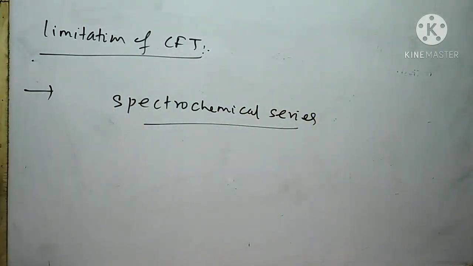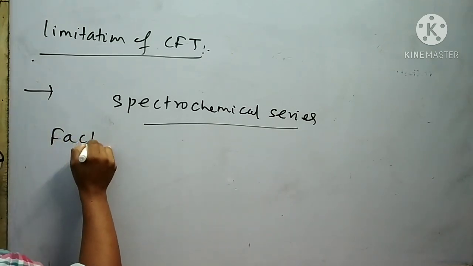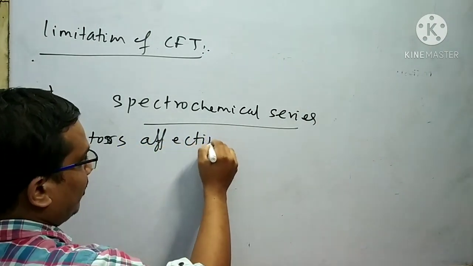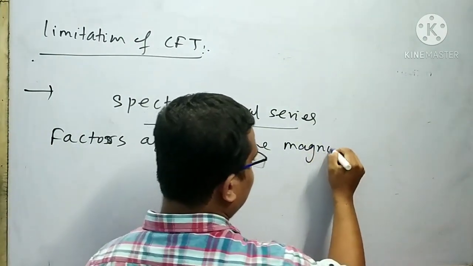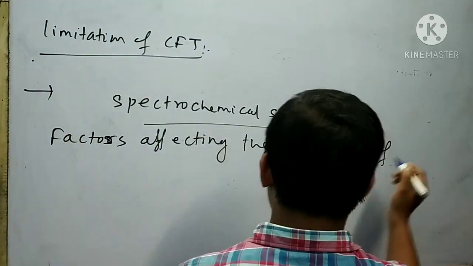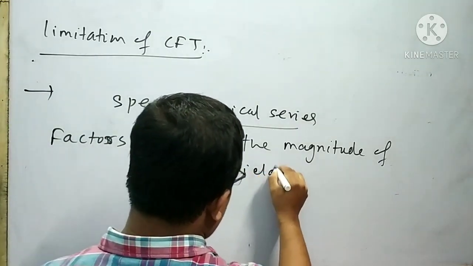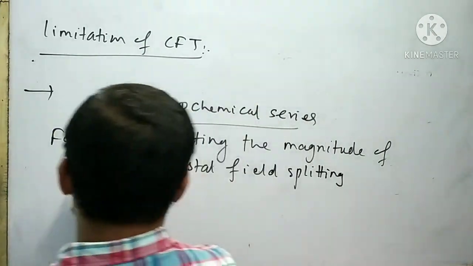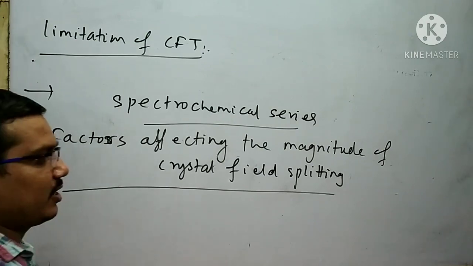So these are the limitations of crystal field theory. Next I will explain about the factors affecting the magnitude of crystal field splitting. What are the factors affecting the magnitude of crystal field splitting?